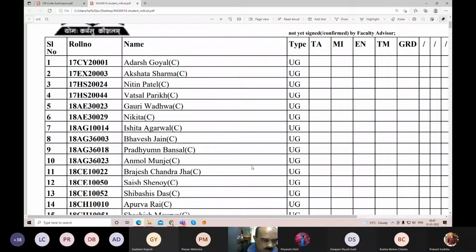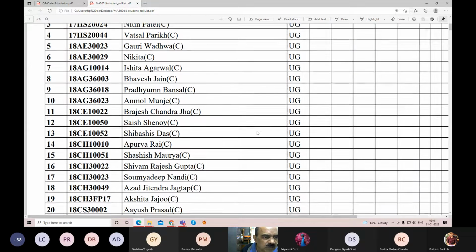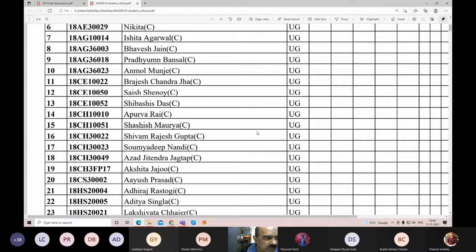Then I have to make groups. In a group, a maximum of 5 students are there. At the end, if there are 3 or 4 or 6, I will include them in one group. It depends on whether it is a multiple of 5 or not. Then from the 6th, you can see here, serial numbers 6, 7, 8, 9, 10.